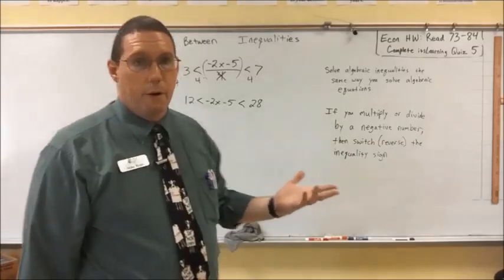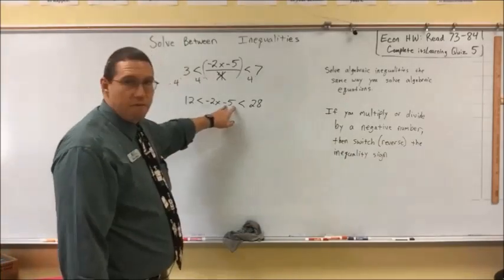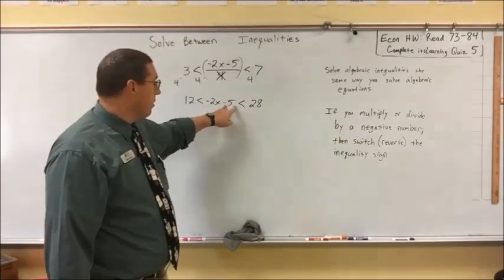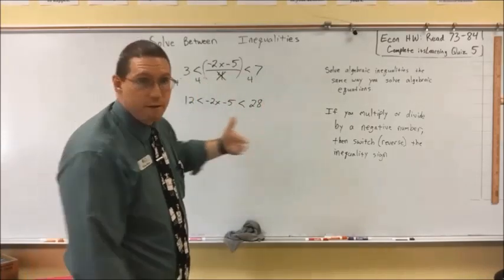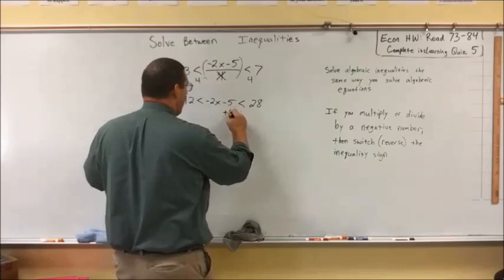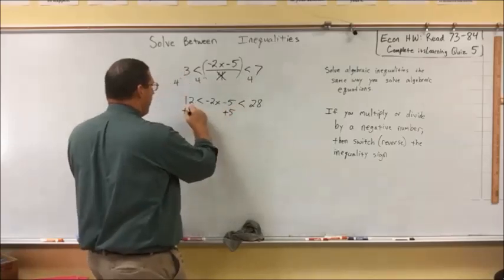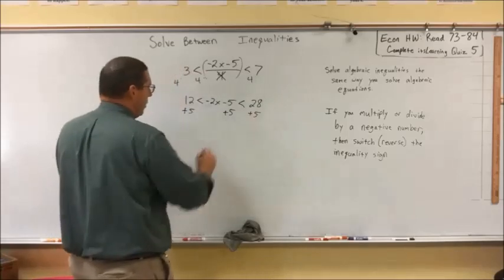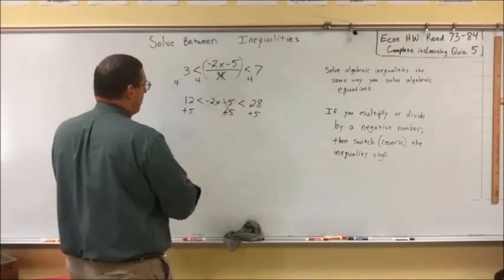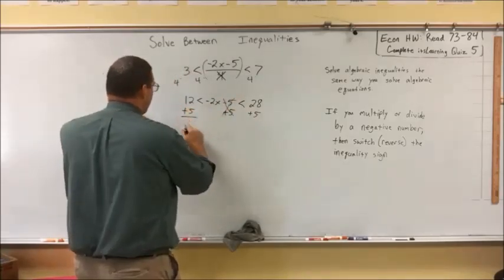The next thing that I want to do is get rid of this minus 5 right here. To get rid of the minus 5, I'm going to do the additive inverse, which is positive 5, or plus 5. If I add 5 here, I have to add 5 over on the left, and I have to add 5 over on the right. In the middle, that's going to cancel the minus 5. 12 plus 5 is 17.